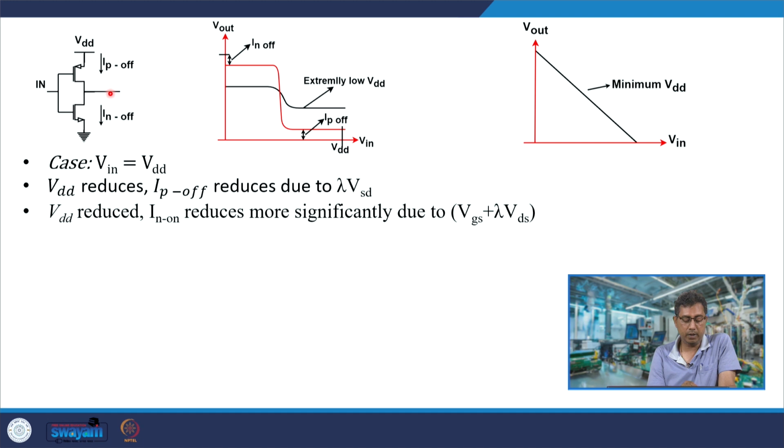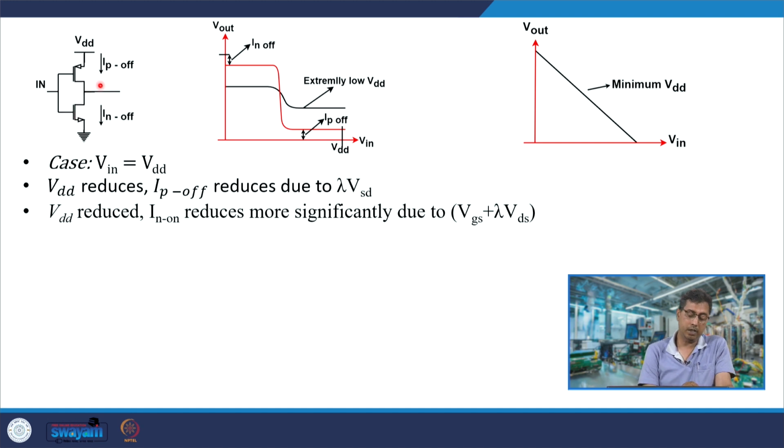So, what happens to the VSD of the PMOSFET? That reduces. Since VSD of the PMOSFET reduces because of DIBL, you would find that the PMOSFET leakage current, or off current, reduces, is not it? Okay. So, what about the NMOSFET? For the NMOSFET, Vin is VDD.